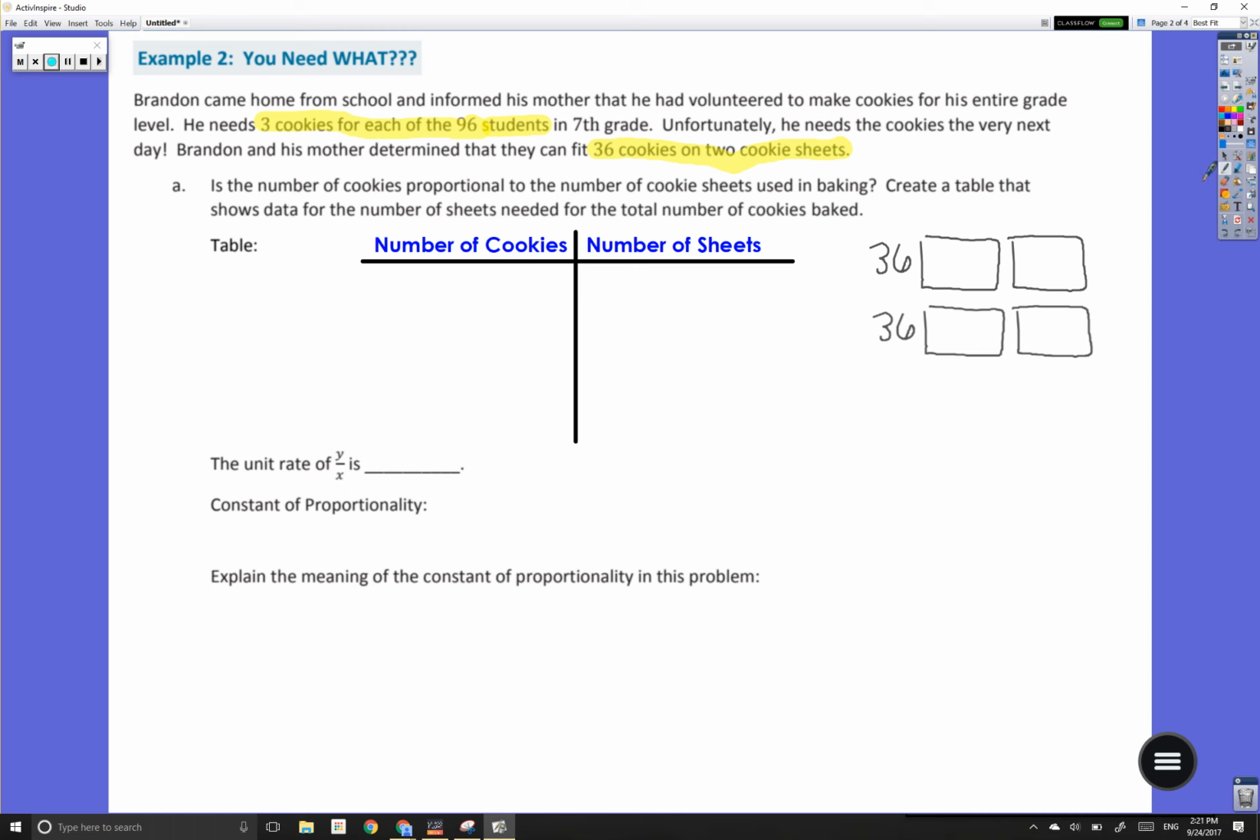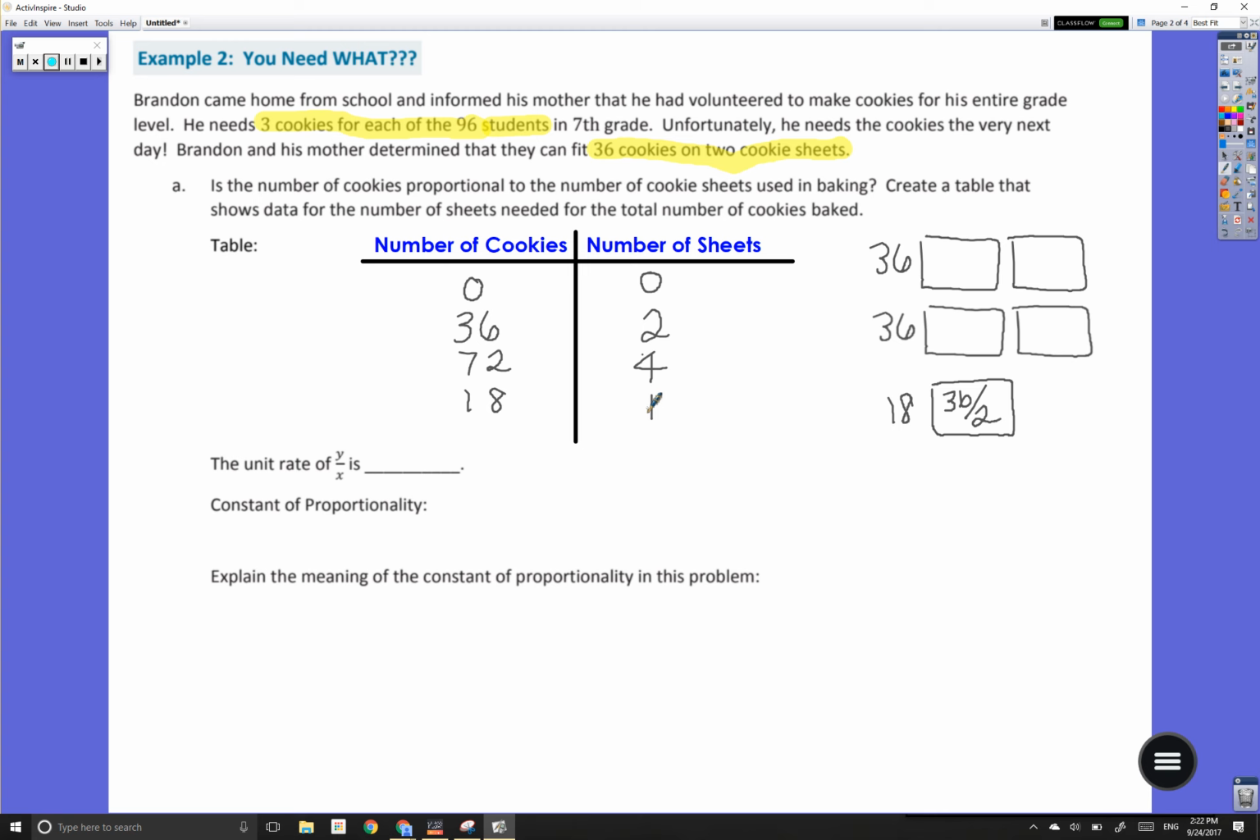And then the last thing I could do easily is, what if I only wanted to use 1 cookie sheet? If I wanted 1 cookie sheet, then I can only make 18 cookies, because that's 36 cookies divided by 2. So what we have here are some values that we can use. We can even say, if I want 0 cookies, then I have 0 sheets. I can use what they told us, 36 cookies fits on 2 sheets. We figured out that 72 cookies fits on 4 sheets, and that 18 cookies fits on just 1 sheet. And it's okay that the numbers are not in order, but the table is correct.